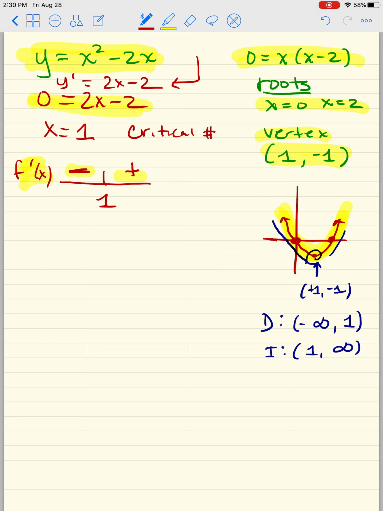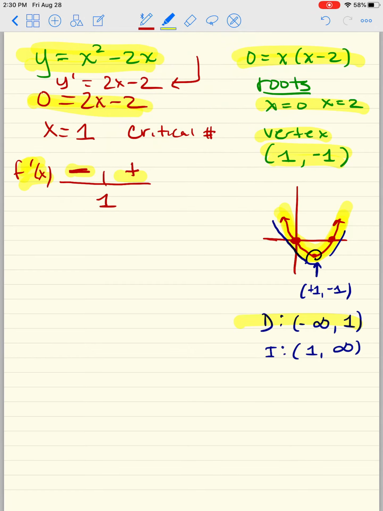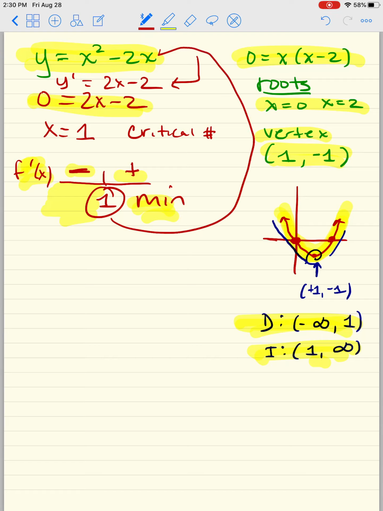And this is just going to confirm what we already know based on the picture, that the graph is decreasing from negative infinity to 1, and then it's increasing from 1 to positive infinity. So that's great. Now, do you remember what that's called? x equals 1 is a minimum because it went down, then up. And if you want to find the actual point, you just plug the 1 back in here. So that's your minimum.